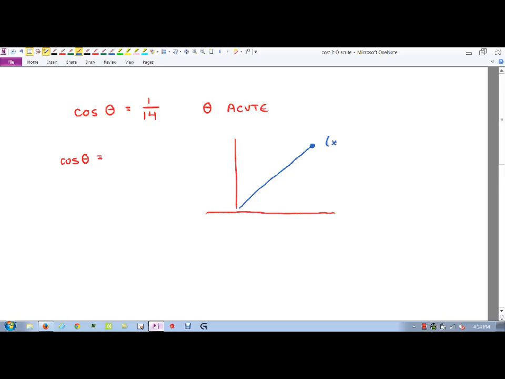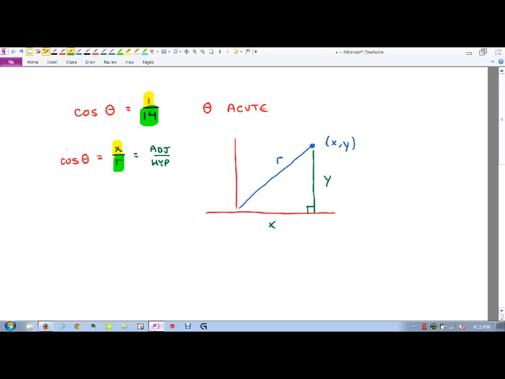This is the point X and this is the point Y. This is the radius. There's two ways to do it. We can define it to be the adjacent side, which is X, over R. Or if we draw a right triangle, this is X, this is Y, then you could say that it is the adjacent over the hypotenuse. Either way, you're going to get X over R. So what that tells me is that X in this problem is 1, and it also tells me that R in this problem is 14.